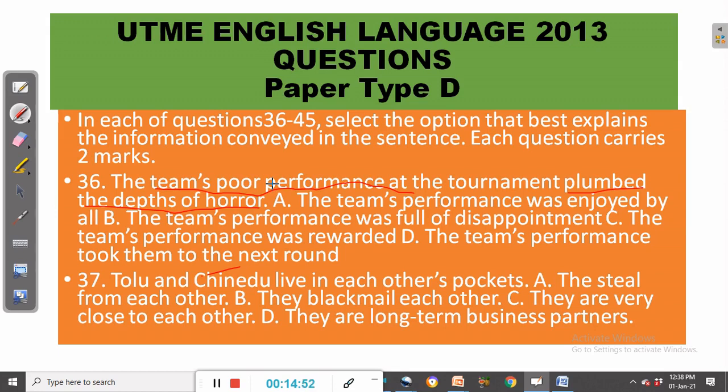So when interpreting a sentence, you go from the known to the unknown. You already know something about the team's performance at the tournament, which is the subject of discussion in this sentence. The team's poor performance at the tournament plumbed the depths of horror. Now, you use the first part of the sentence to facilitate your understanding of the second part. And that is what we call context clue.